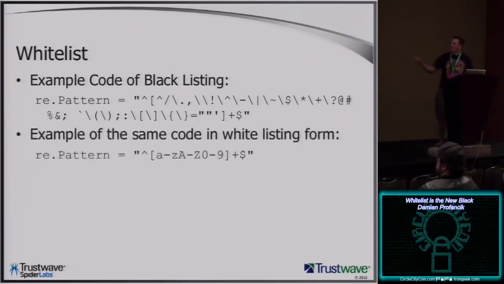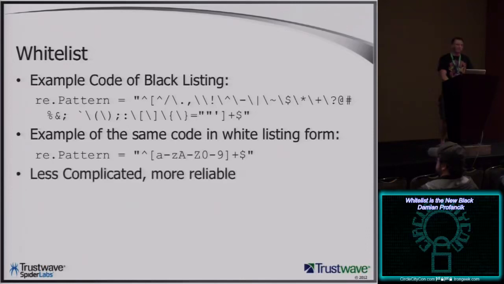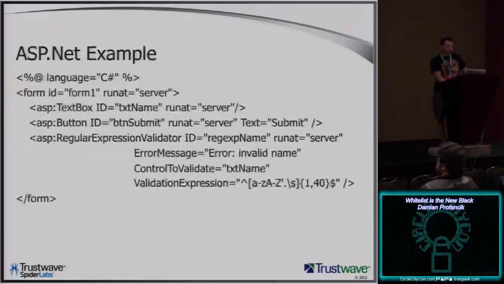Here's the same thing, but in a whitelist format. So you're saying it has to be these. It has to be alphanumeric or digits. So it's less complicated. It's more reliable. It's harder to make mistakes when you're doing it that way. As I mentioned, ASP.NET is good in that it includes this in the standard already. And here's an example of some ASP.NET code that does validation on a username or a name field. It's basically alpha characters, a dot, a tick, or white space, and 1 to 40 characters.